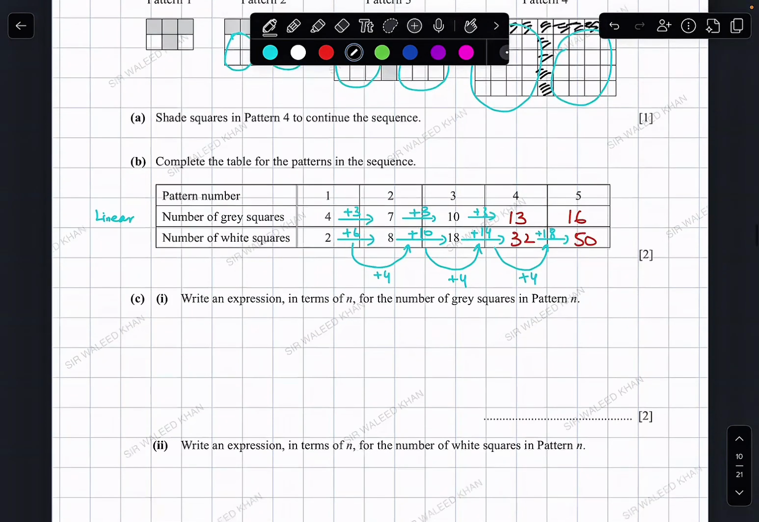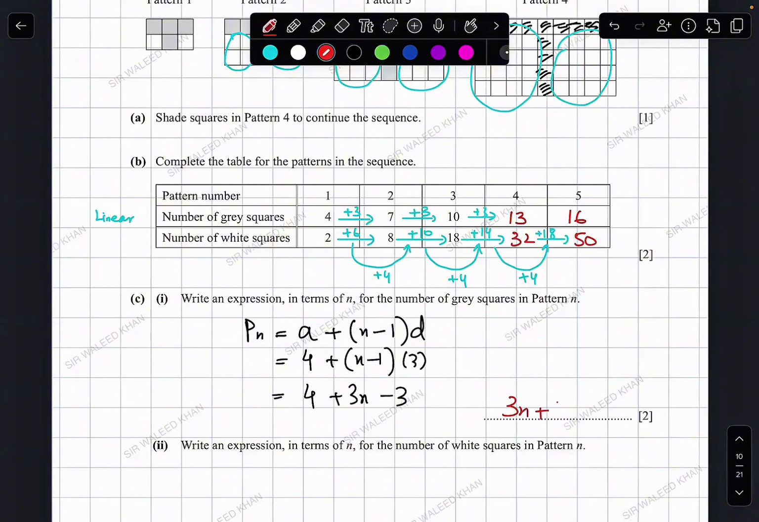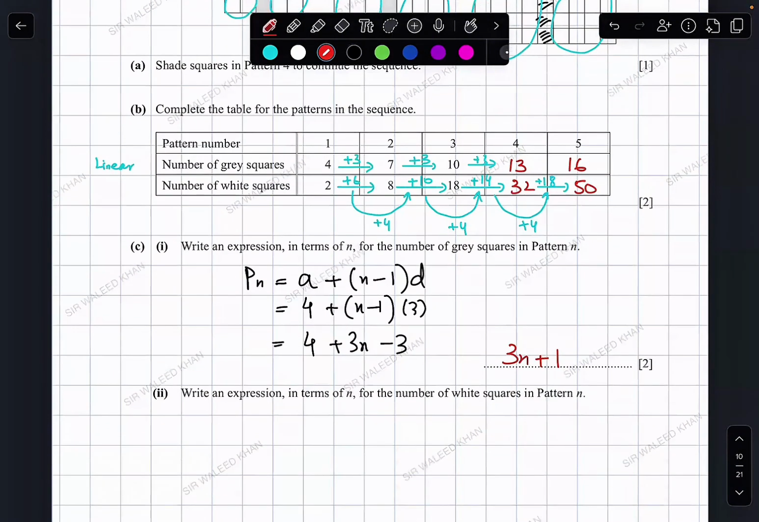write an expression in terms of n for the number of gray squares in pattern n. So for the number of gray squares, what we can do is use the pattern number. It's a formula for that. Formula for linear sequence in which the first term is 4. The common difference for the linear sequence is 3. So we have 4 plus 3n minus 3, which is 3n plus 1. That's your formula for the number of gray squares.